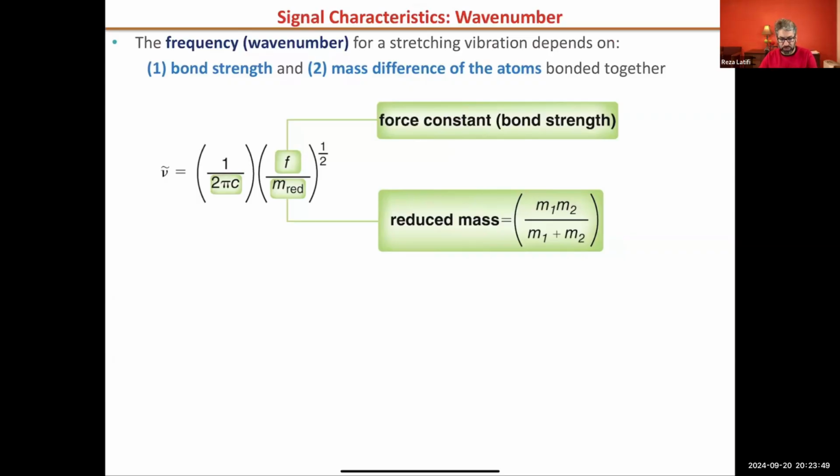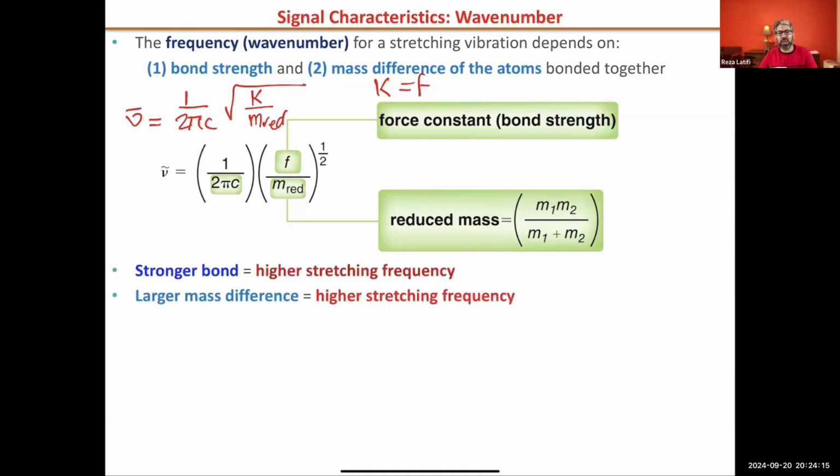First thing, we have a formula, and the formula says wave number is going to be equal to 1 over 2πc multiplied by the square root of k, or f, divided by reduced mass. And what's the k? It is a constant number equal to f, you can call it the force constant. Next, as the bond gets stronger, you need to apply a higher amount of energy to stretch it. Imagine you have a spring and you want to pull it. As you make the spring thicker, you need to apply higher force to pull or stretch it.